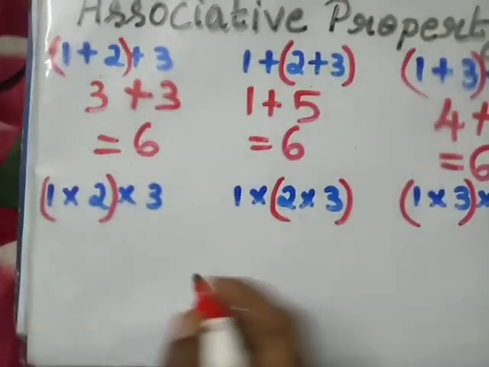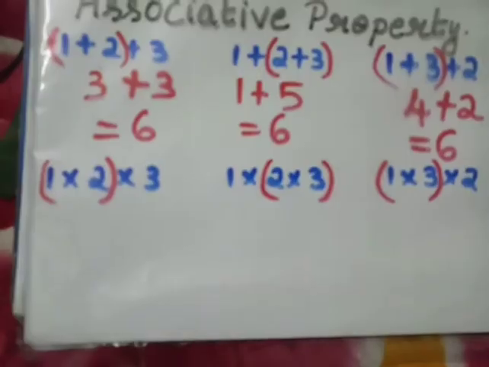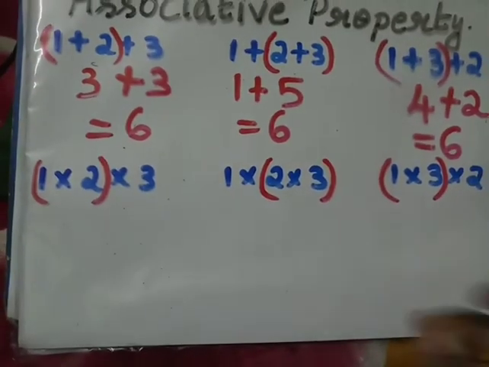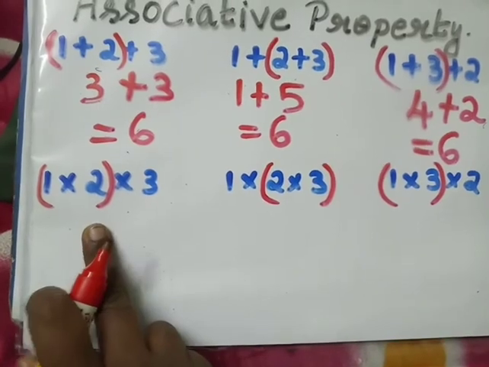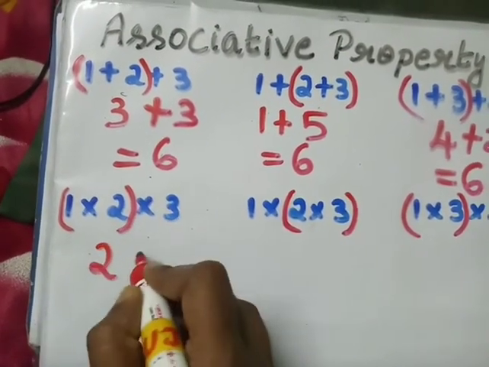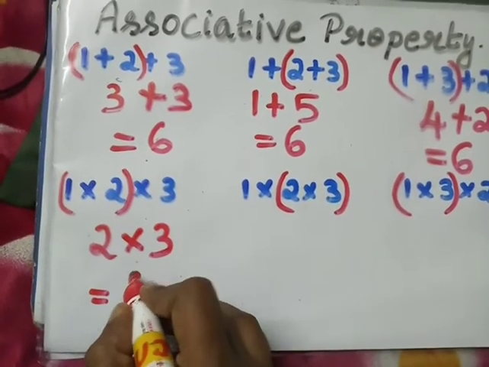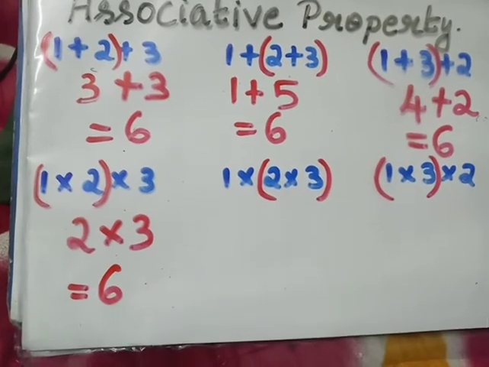So for multiplication, as you can see I have written 1 into 2 into 3 and the same way I place two numbers inside the bracket. So what is 1 into 2? It is 2 itself and into 3. So 2 into 3 is 6.